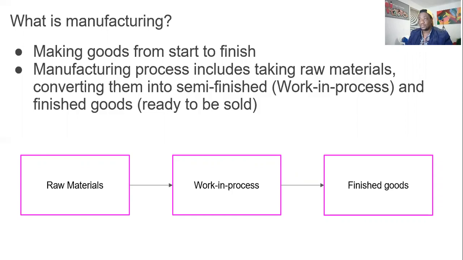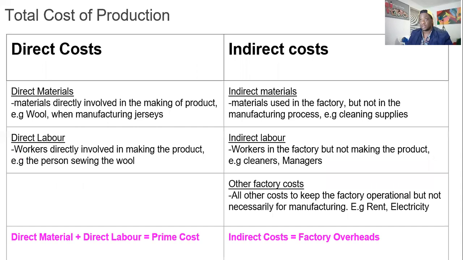The manufacturing process includes taking raw materials and converting them into semi-finished and finished goods. The finished goods are the goods that are ready to sell, and the semi-finished goods are the goods that are work in progress. You can see by that presentation that we take goods from raw materials, put them into the work process, and then after that we get finished goods. The costs involved in making these products are direct costs and indirect costs. If you add these together, you get the total cost of production.